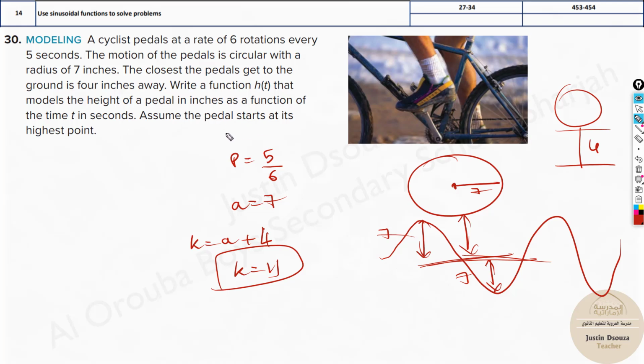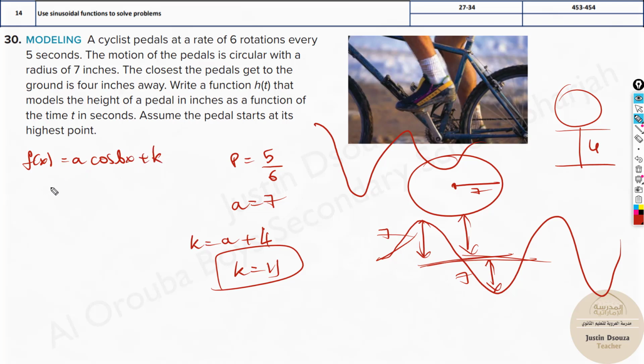Assume the pedal starts at the highest point. Now that means you're not starting at the lowest point, but the highest point. We will take the cosine function. So I'll write the function over here. F of x is equal to a cosine bx plus k.